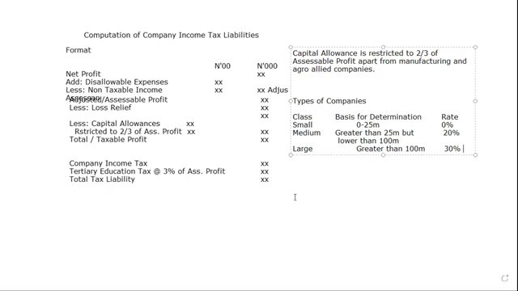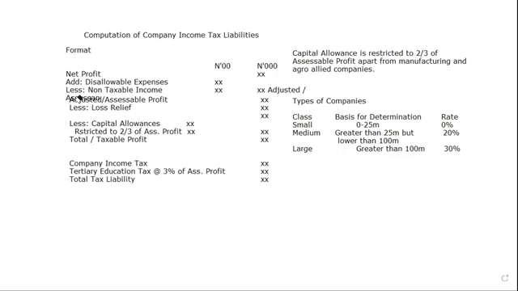So let's move on. Can I use the board? Yes, sir. Go ahead. Now, what I just explained is called normal basis of assessment. What I illustrated to you is normal basis of assessment. Are you with me?